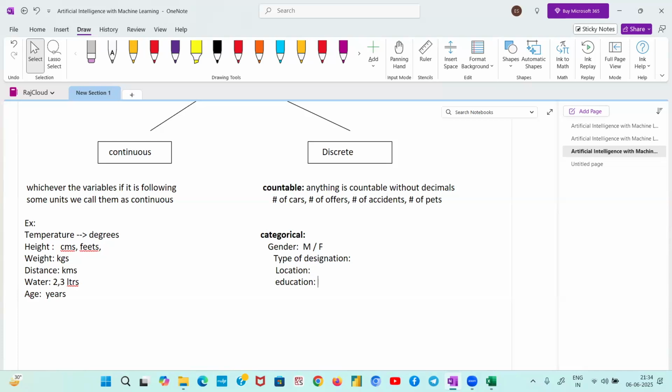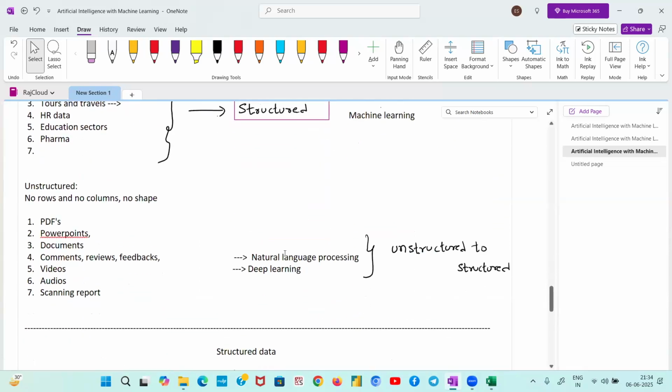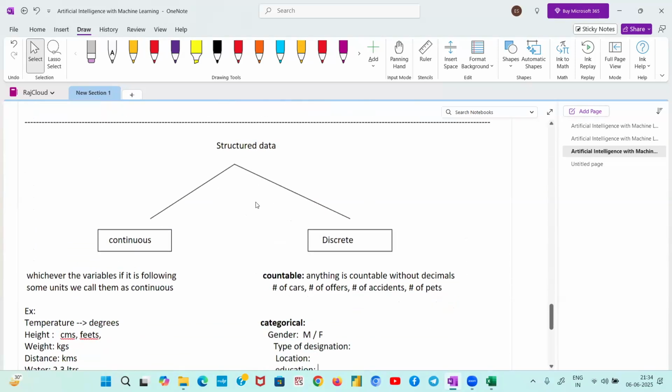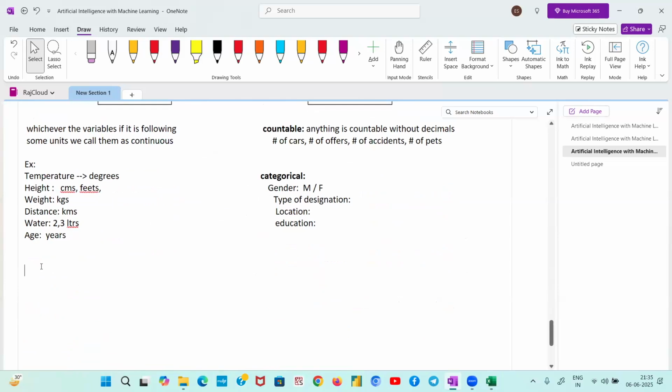If I get data, the data belongs to what data type? If I receive data from the client, the first thing I have to understand is whether my data is structured data or unstructured data. If my data is structured, again I have to understand whether it is continuous or discrete. So based on the data type, what are you supposed to do here?